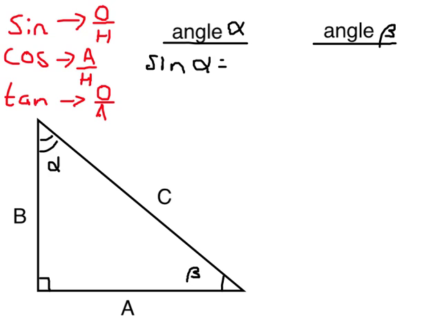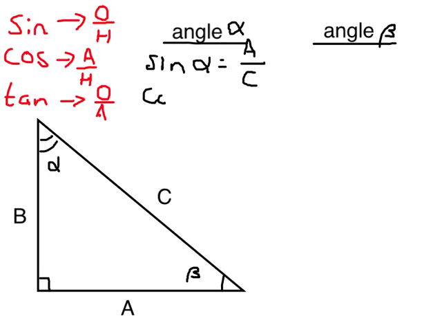The hypotenuse is always the longest side of the triangle. That's usually the easiest to find. That's side C in this case. The opposite angle, well, let's see, here's angle alpha. We go opposite, that's going to be side A.